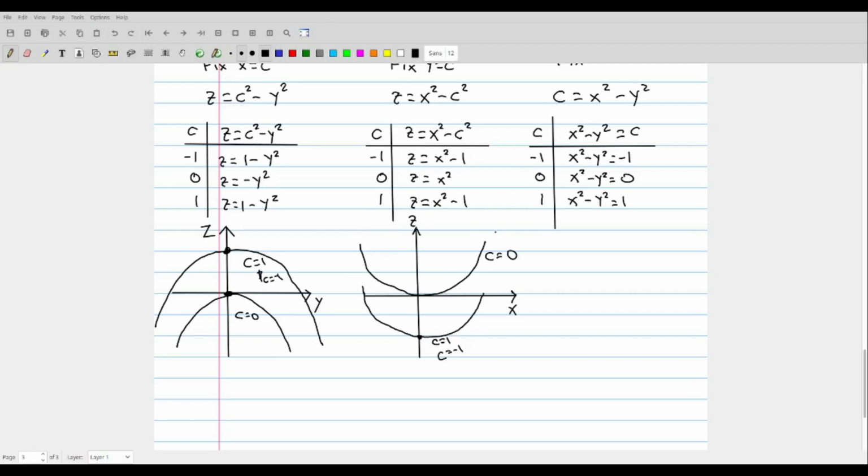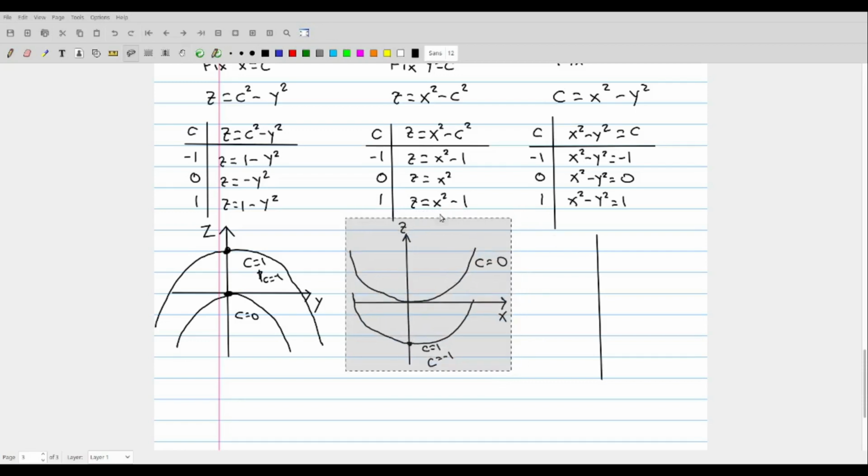So there you have it. These are the y traces, the traces in the zx plane, and the collection of all of these for every single c gives us the traces of our function or our expression. And the last traces here that we have to consider, and these are definitely the most interesting for this expression, are the z traces for this expression.